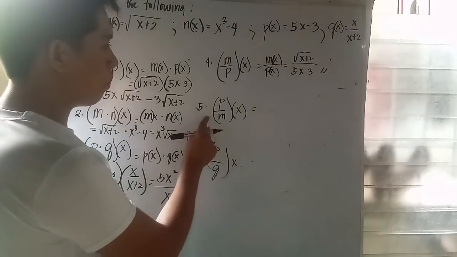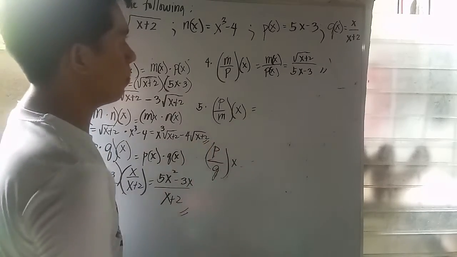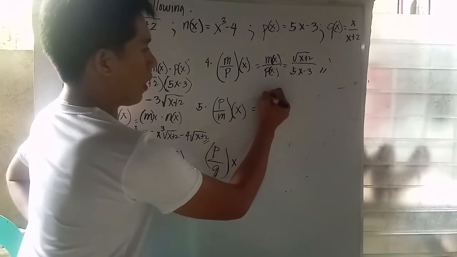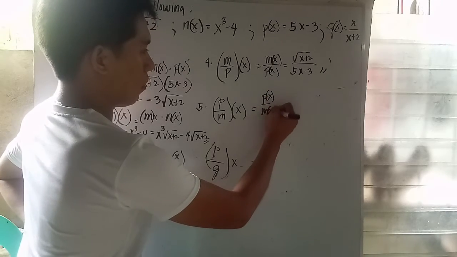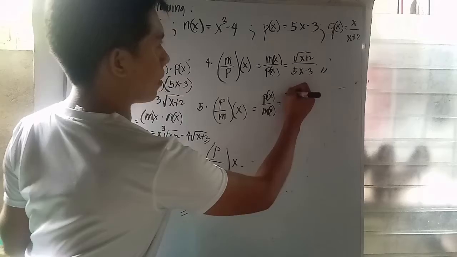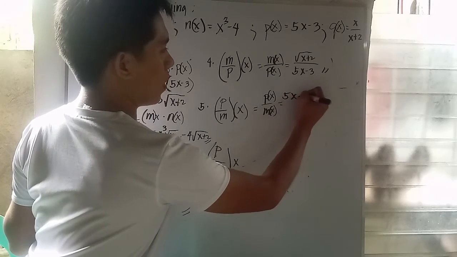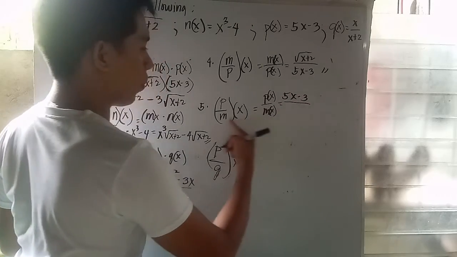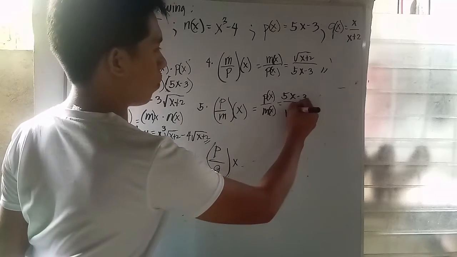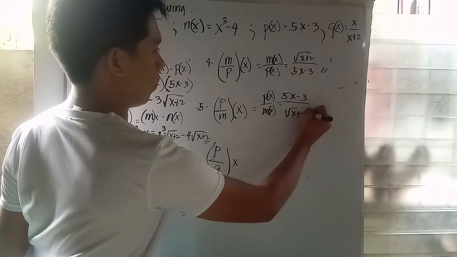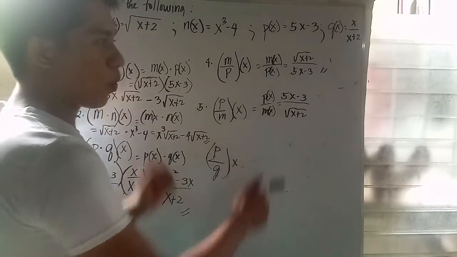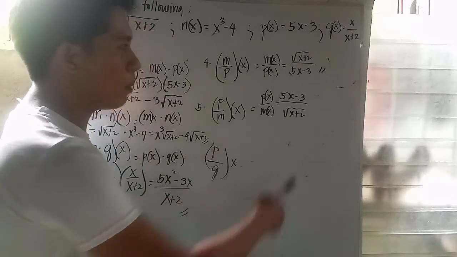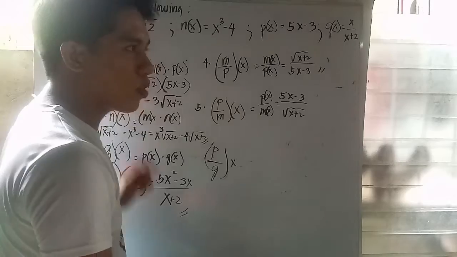Next, p over m of x. This is p of x over m of x. Our p of x is 5x minus 3, and our m of x is square root of x plus 2. Okay? Since the denominator is square root of x plus 2, then we will simplify. This is what we call rationalizing.